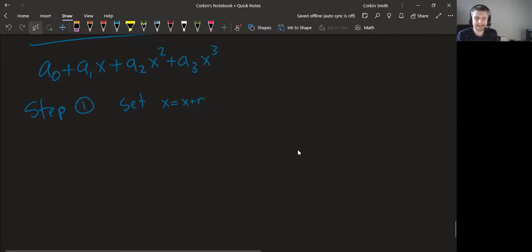So step one, set x equal to x plus r. So we get a0 plus a1 times x plus r plus.